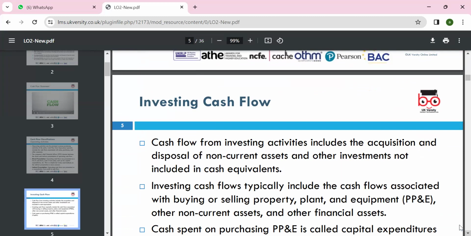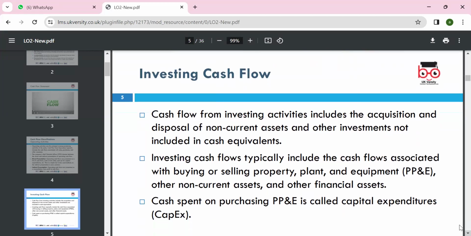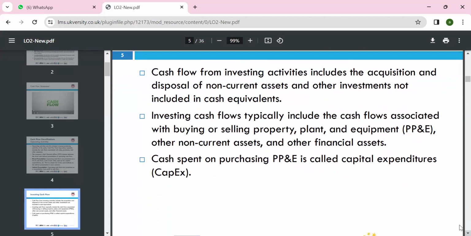Investing activity is typically related to property, plant, and equipment, the increase and decrease of the non-current assets. So cash spent on the purchase is called capital expenditure.